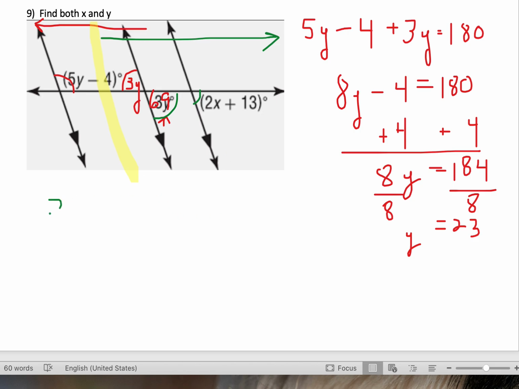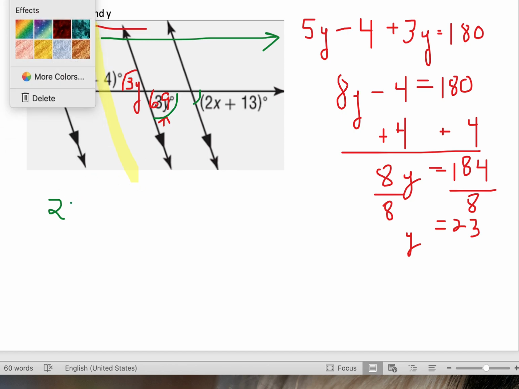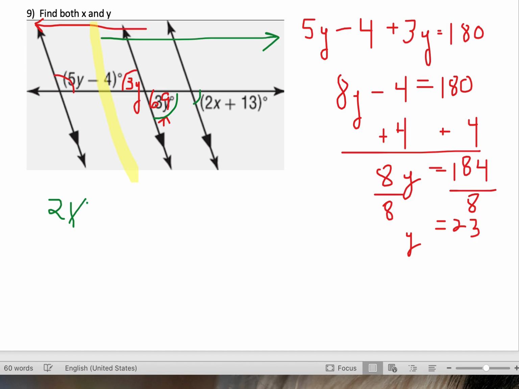So therefore, the 2x plus 13, well, see, my dog just bumped into me, sorry. 2x plus 13 is going to equal 69.